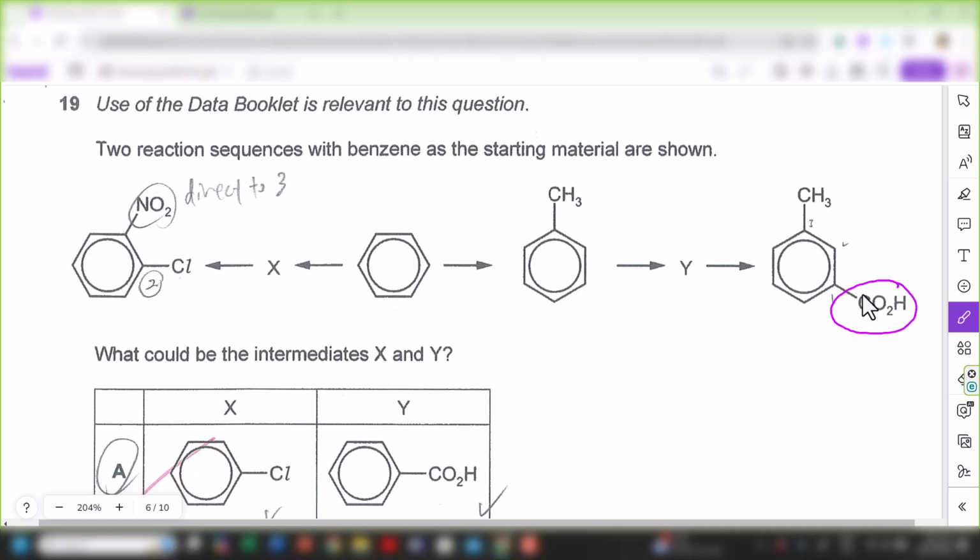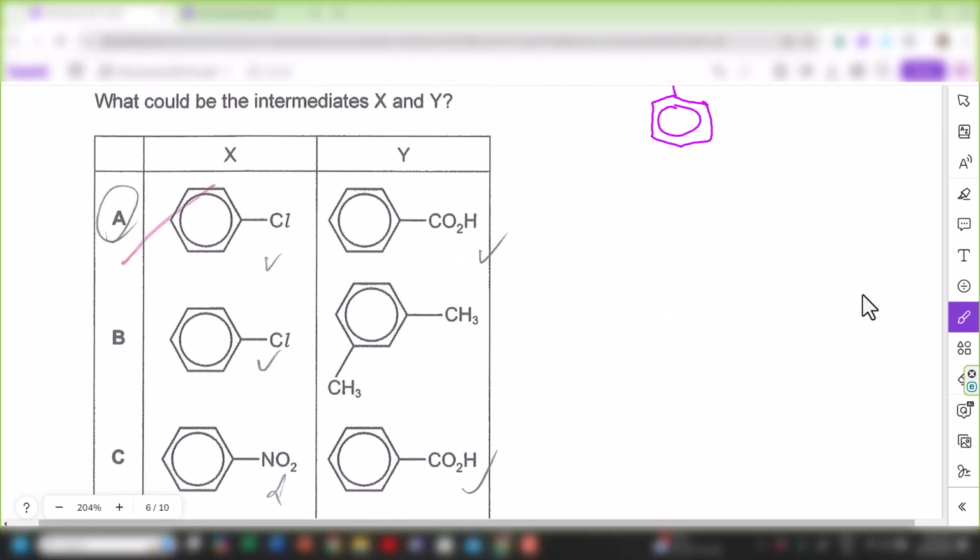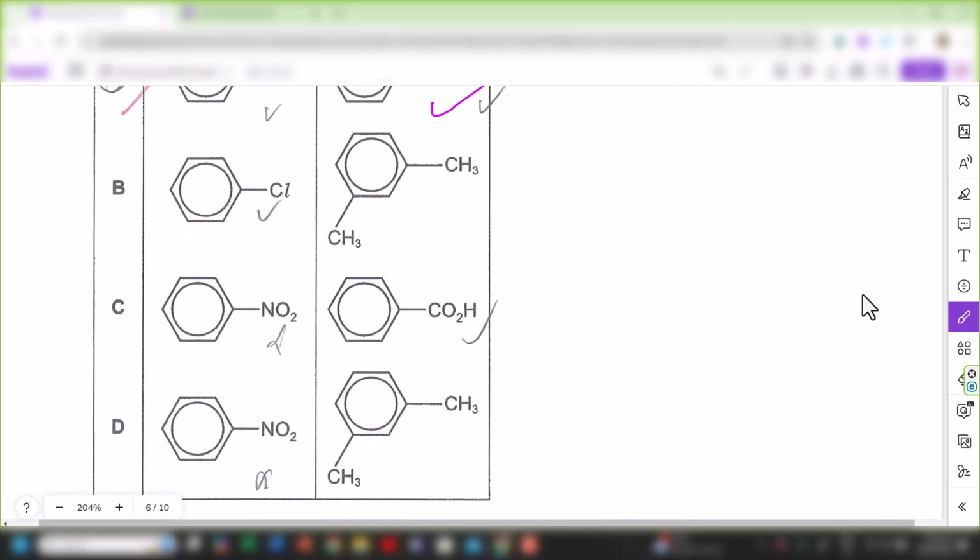So in order for that to happen, I must ensure that my Y contains an electron withdrawing group that will be able to direct the next incoming electrophile to the 3rd position. So my Y must be benzoic acid. That means I must cause side chain oxidation to occur, and then perform electrophilic substitution using chloromethane. But because benzoic acid is less reactive as compared to benzene, the condition to be used must be harsher. So that will leave me with either option A or C.